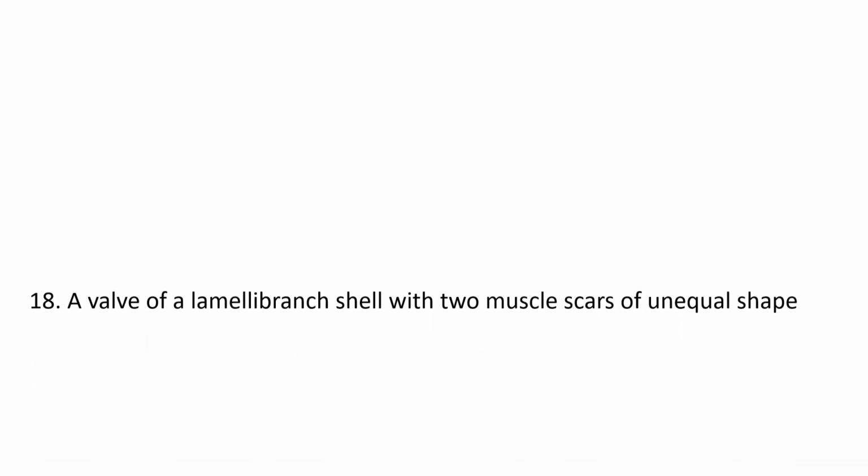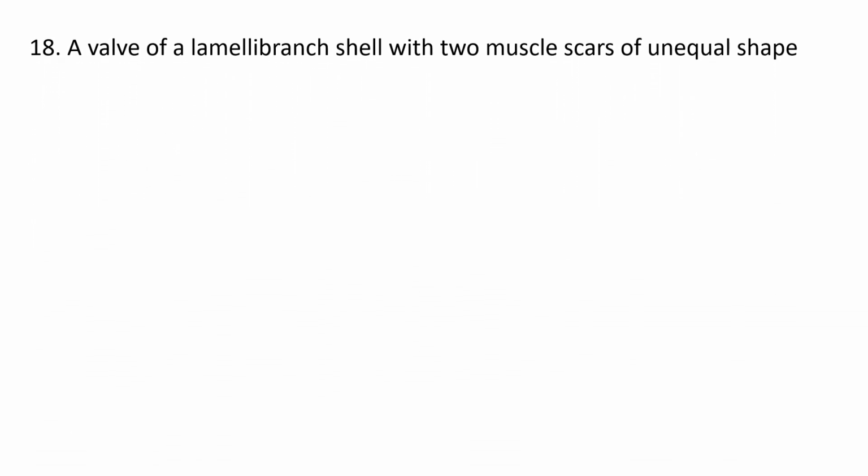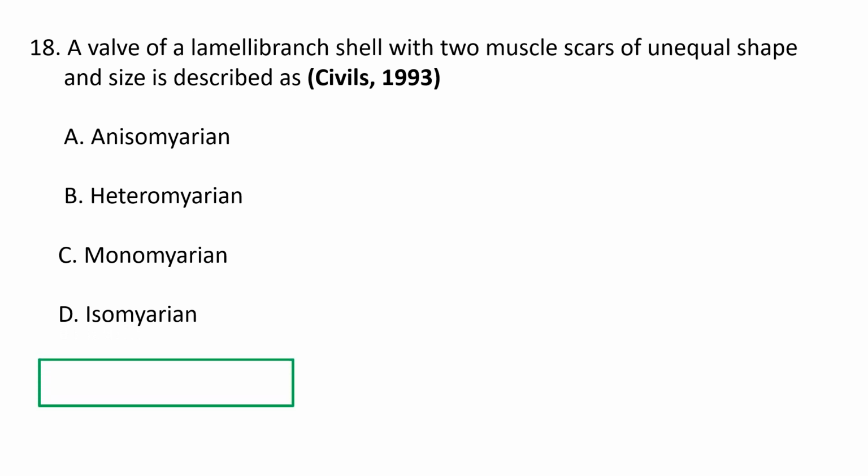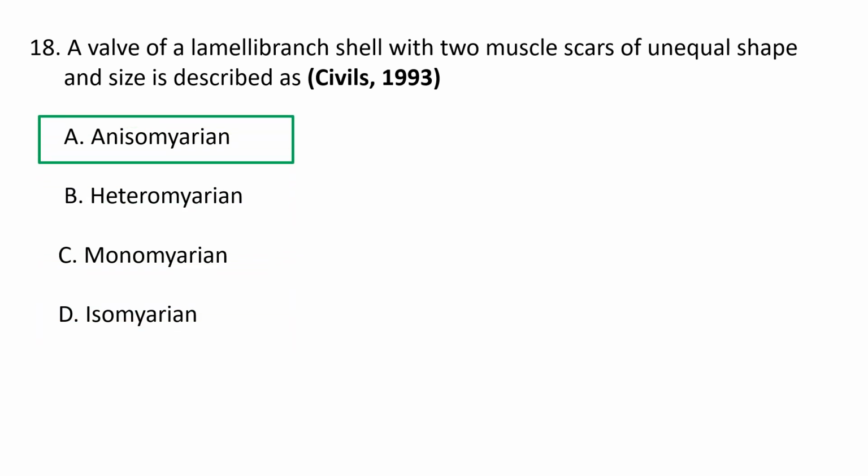Next question. A valve of a lamellibranch shell with two muscle scars of unequal shape and size is described as A. Anisomyarian, B. Heteromyarian, C. Monomyarian, and D. Isomyarian. The correct answer is A.